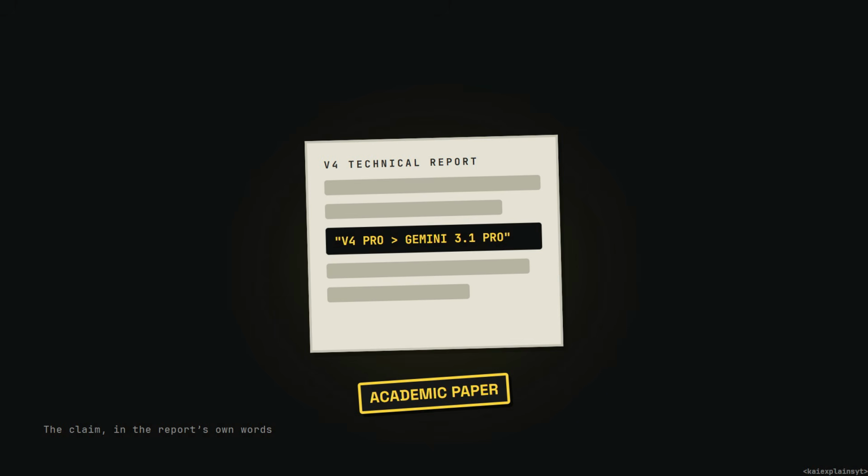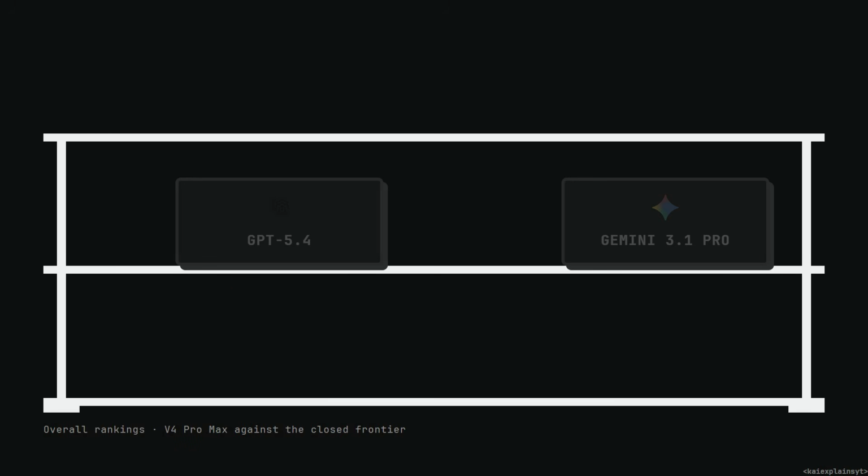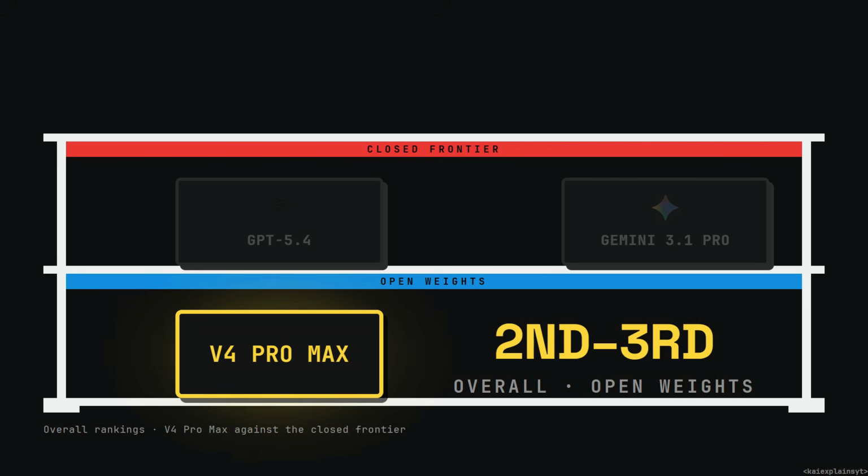V4 Pro Max is the strongest open weights model on most benchmarks right now. On long context tasks, it beat Gemini 3.1 Pro on academic benchmarks, and DeepSeek put the claim in the paper in those words, DeepSeek V4 Pro is better than Gemini 3.1 Pro. Academic papers don't usually talk like that. It got my attention. On overall rankings, Pro Max generally places second or third among open weights models, and it competes seriously with closed models that cost dramatically more to run.